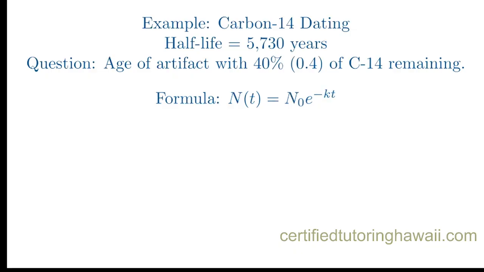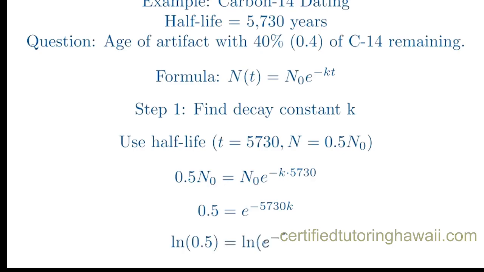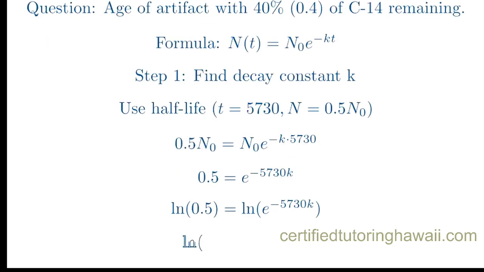Step 1 is to find the decay constant k. We can use the half-life for this. The definition of half-life is the time it takes for half of the substance to be left. So, after 5,730 years, the remaining amount is half of the starting amount. We can write this as 0.5 times N0. The N0s cancel out, leaving us with 0.5 equals e to the power of negative 5,730k.